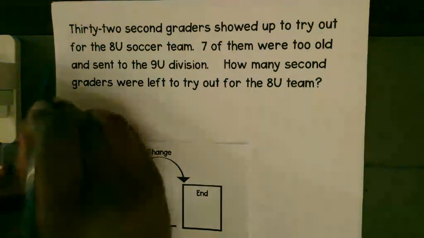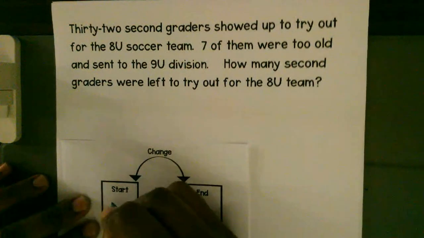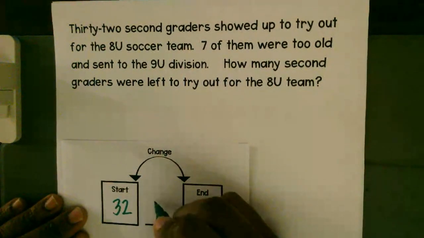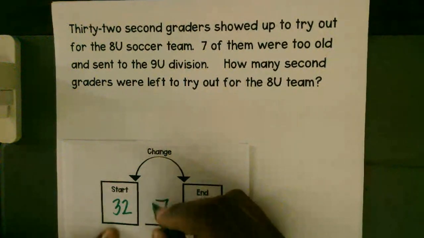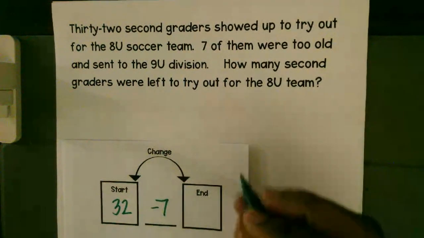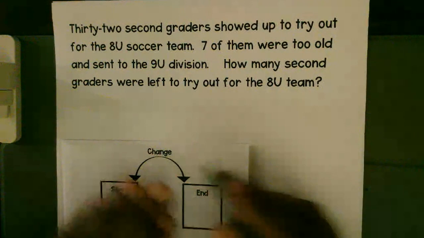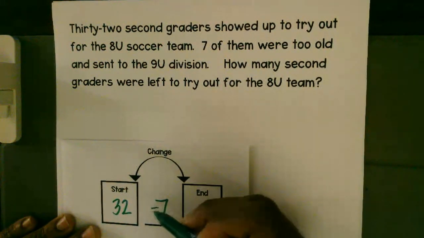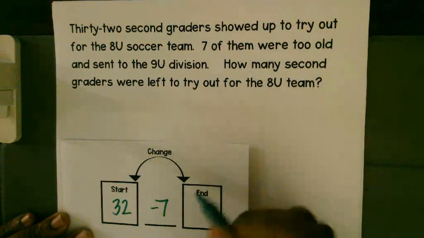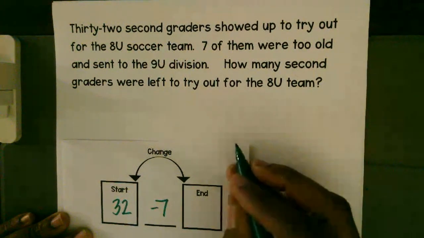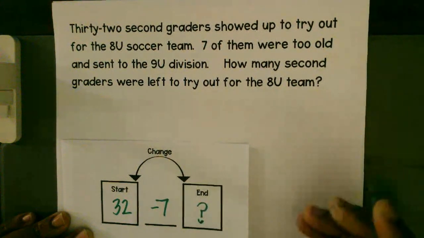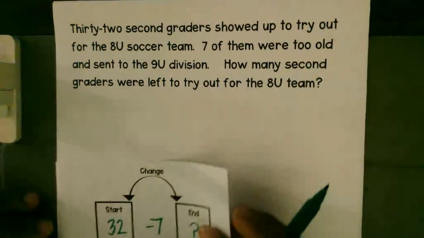So 32 second graders showed up to try out. 7 of them were too old and sent to the 9U division. So those 7 kids left. I'll represent that mathematically by subtracting. How many second graders were left to try out for the 8U team? I don't know. That's the information I'm trying to find out.